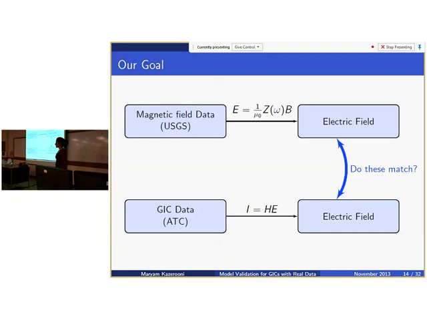For that, first we use this data to estimate the electric field based on the GIC model. On the other hand, we got the magnetic field data that is available from the United States Geological Survey. We also use that to estimate the electric field, and then we compare these two to see if they match. The more these two estimations match with each other, the more accurate the model is.